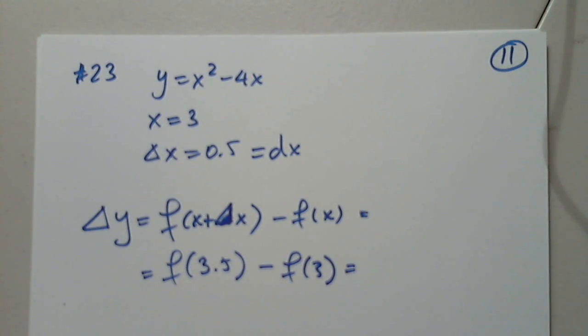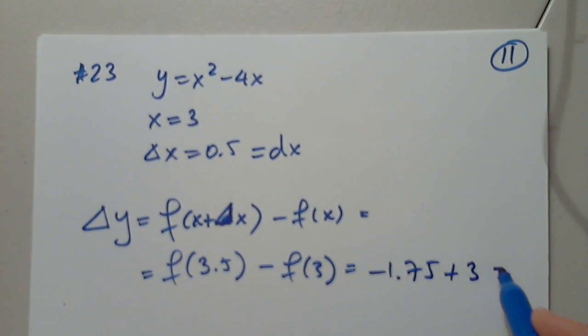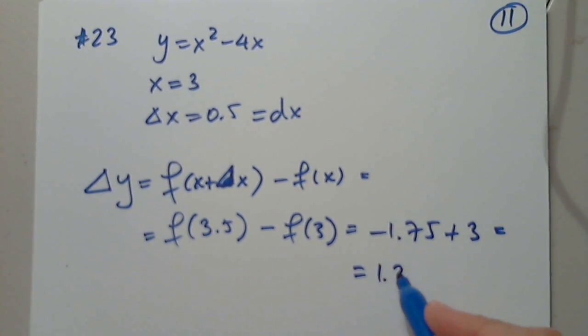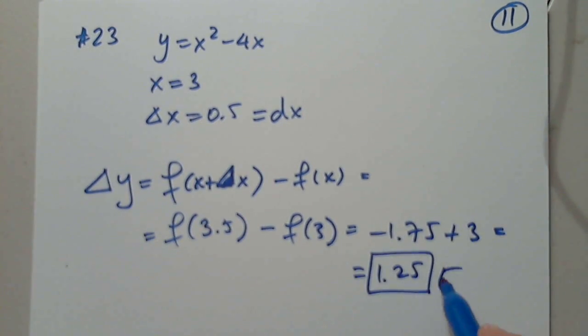So this is the exact. You know me, I'm going to plug it in. I'm going to plug in x squared minus 4x, and I want to plug in 3.5, and I want to plug in 3. Just give me the numbers. So the first one is negative 1.75, minus 3 is plus 3. So this is 1.25. This is the exact.